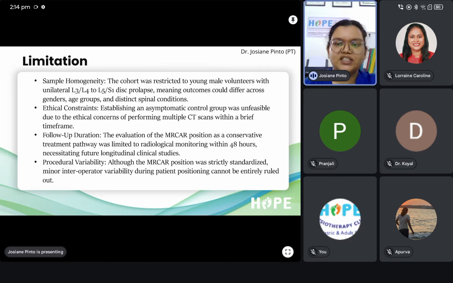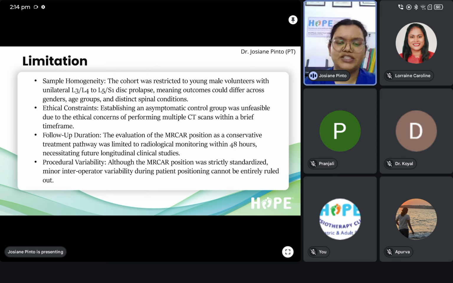Now, the ethical risk constraints. Establishing a symptomatic control group was unfeasible due to the ethical concerns of performing multiple CT scans within a brief time frame. So that kind of exposure to radiation within a span of 2-3 days would not be ethical, and hence there was no asymptomatic control group.